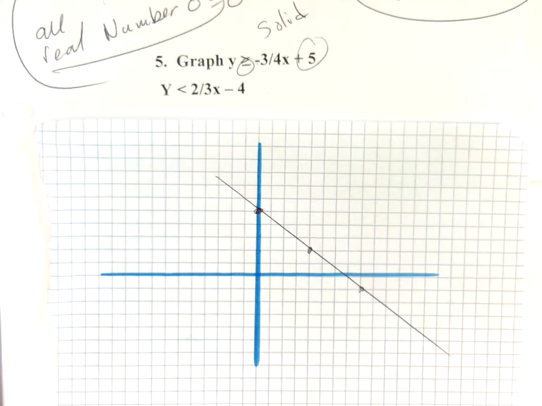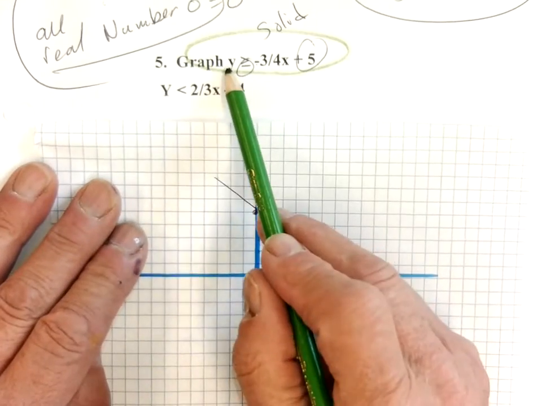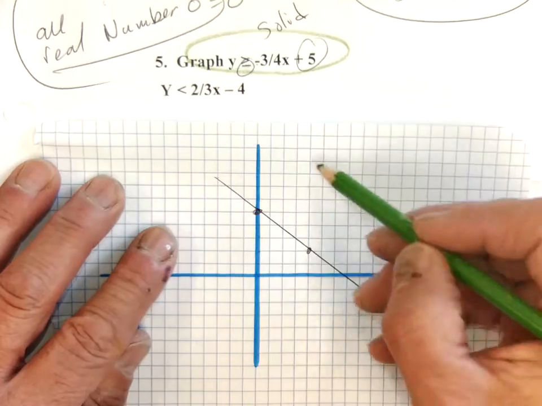I'm going to do this one in green. I like colors. Colors are cool. So if I read this, y is, what's this say? Y is what? Greater than or equal to. So everything above.